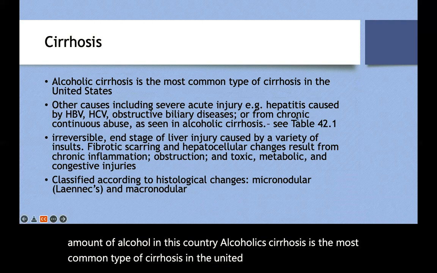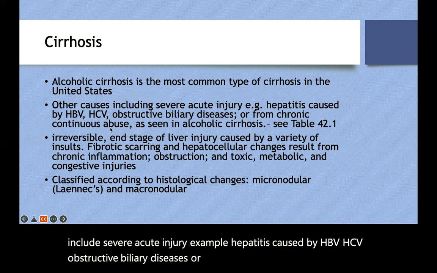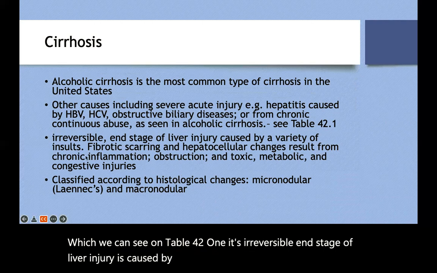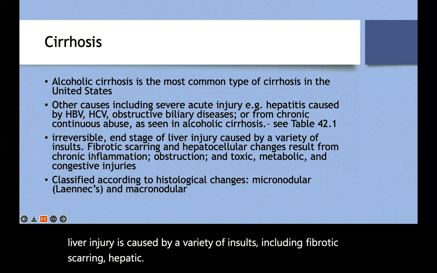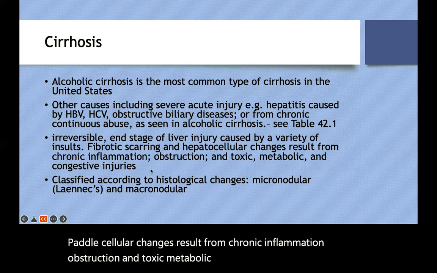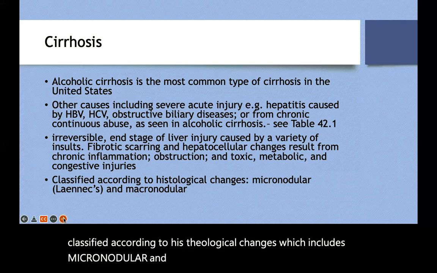Other causes include severe acute injury, for example hepatitis caused by HBV, HCV, obstructive biliary diseases, or from chronic continuous abuse, as seen in alcoholic cirrhosis, which we can see on table 42.1. It's irreversible. End stage of liver injury is caused by a variety of insults, including fibrotic scarring, hepatocellular changes result from chronic inflammation, obstruction, and toxic metabolic and congestive injuries. It is classified according to histological changes, which includes micronodular and macronodular.